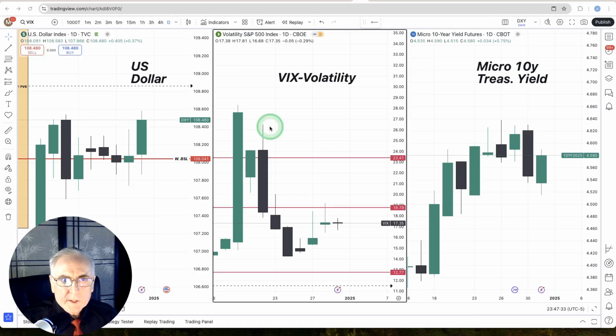Next chart. US dollar, VIX volatility, and the treasury yield on the micro 10-year. So let's start with US dollar. The stock markets are going to have real trouble if this dollar keeps going up, and that's what it's doing. We'll close at 108.480. I think we're going to go into the high 108s and knocking on the door of 109. The trend is up. We've been bull flagging the last several days.